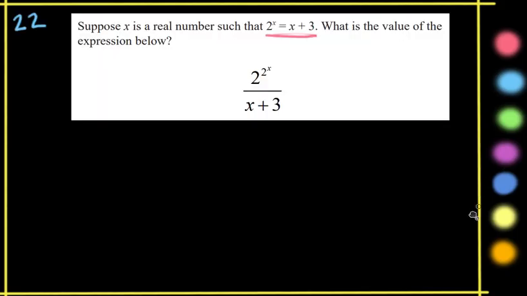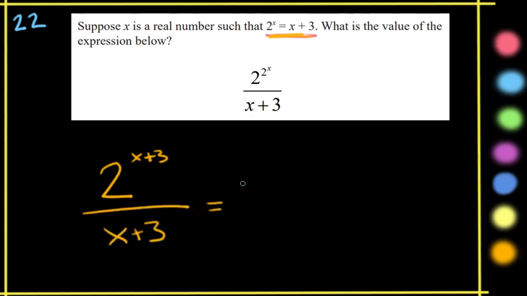Okay. Suppose x is a real number such that 2 to the x equals x plus 3. All right, so we got this thing. What is the value of the expression below? 2 to the 2 to the x divided by x plus 3. So let's start working this out. I'm going to substitute for this 2 to the x, I'm going to substitute x plus 3 because we know they're the same thing. So this is 2 to the x plus 3 instead of 2 to the 2 to the x. And we're dividing that by x plus 3.